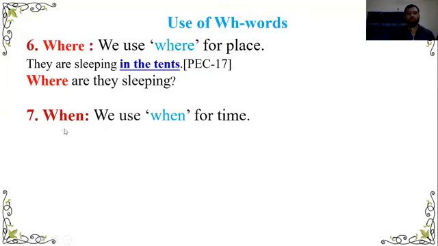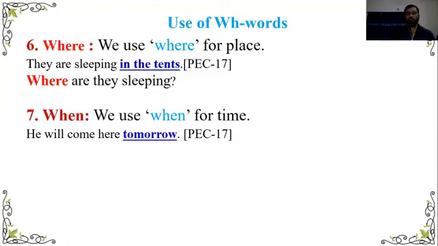Another one is when. When is used for time. If you see a time is mentioned in a sentence, then you will use when for the time. Let's see an example. He will come here tomorrow. Here you see tomorrow is a time. So for tomorrow we have to take when.